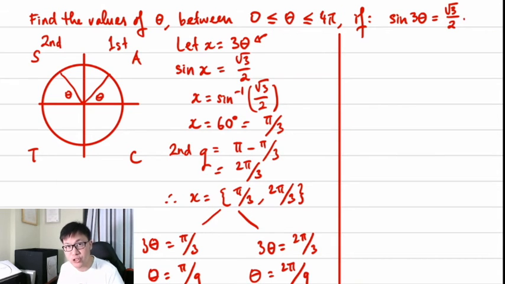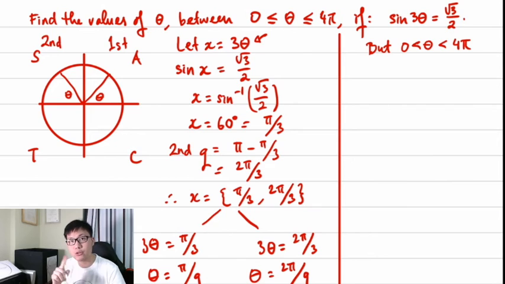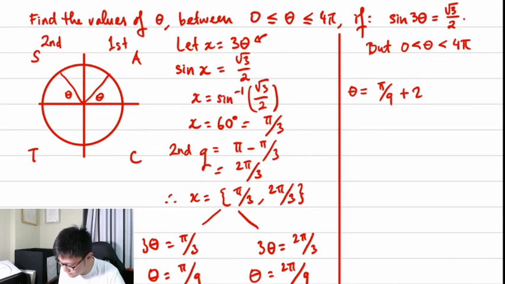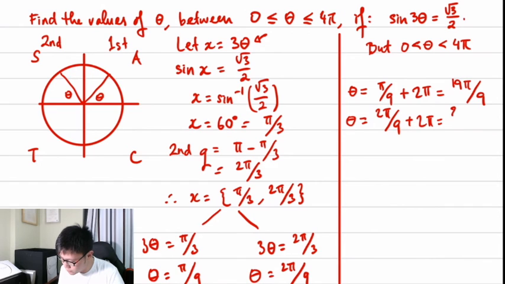That is not the final solution though, because we are looking at the region of 0 to 4 pi. How do we find the other values of theta? We can add 2 pi to both answers. The other theta will be pi over 9 plus 2 pi, which will equal 19 pi over 9. And the other theta will be 2 pi over 9 plus 2 pi, which will equal 20 pi over 9.